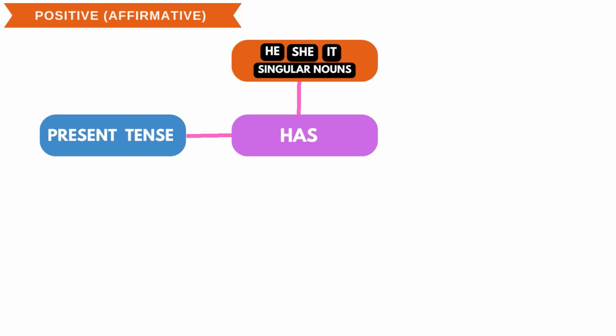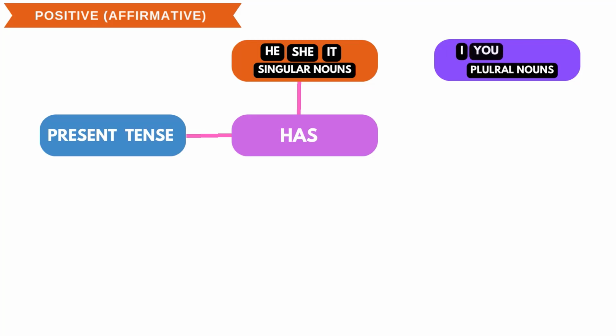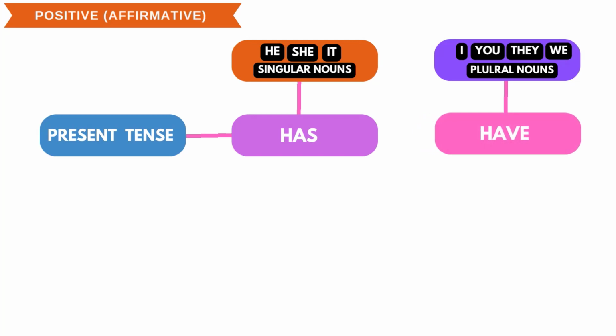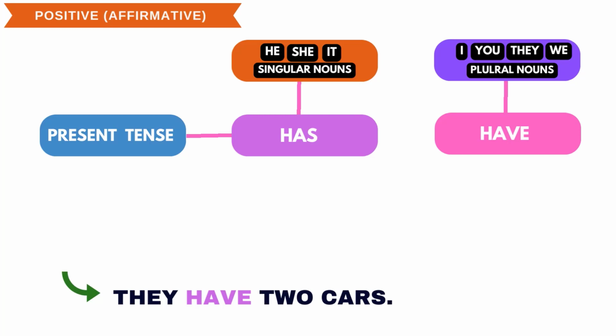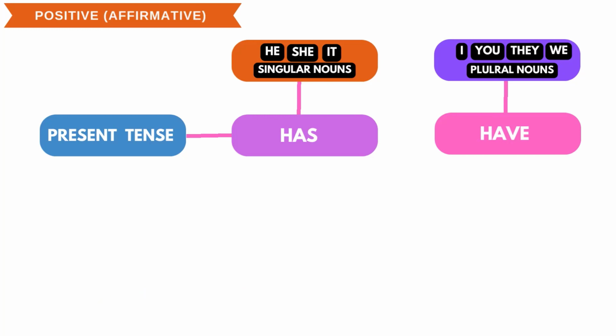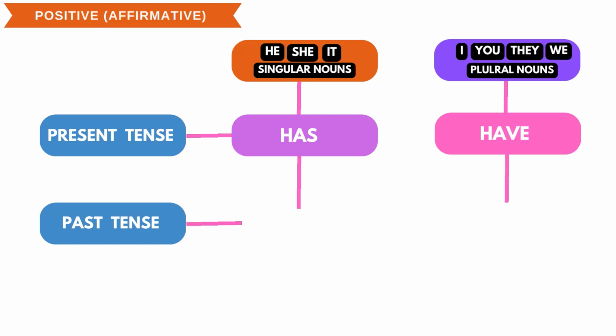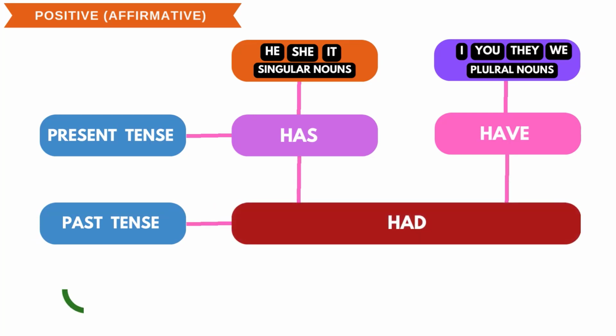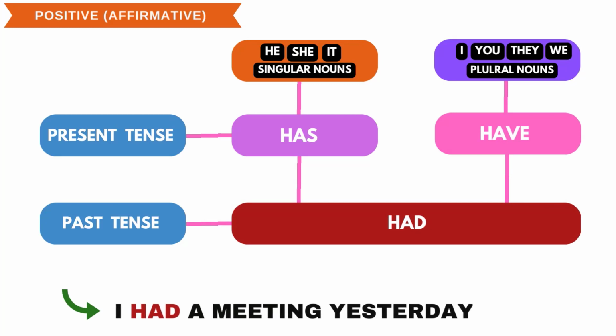If the sentence is in present tense and the subject is a plural noun, I, you, we, they, we use have to make positive sentences. For example, they have 2 cars. Finally, in the past tense for all subjects we use the verb had. For example, I had a meeting yesterday.